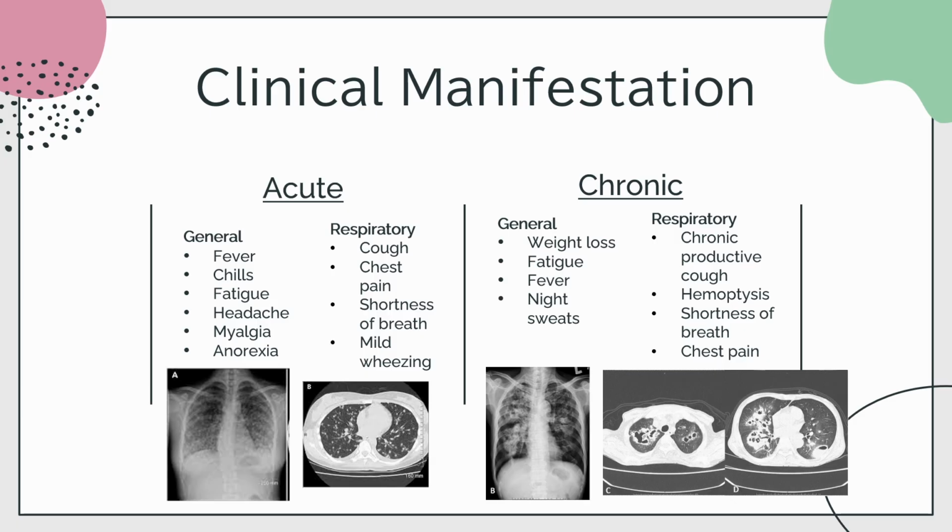Chronic pulmonary histoplasmosis is progressive and typically seen in patients with pre-existing lung disease or older adults. General symptoms include weight loss, fatigue, fever, night sweats, and typically mimic TB, tuberculosis. Respiratory symptoms can include chronic productive cough, hemoptysis, shortness of breath, and chest pains. You may also find lesions, scarring, fibrosis, and nodules on x-rays.